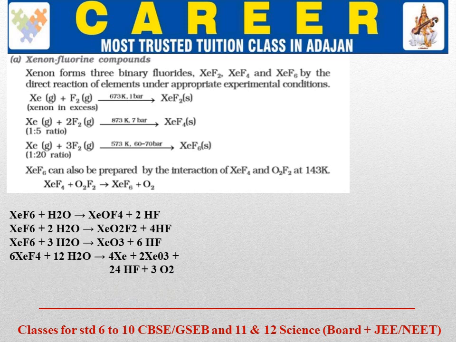Hydrolysis of xenon fluoride. Xenon fluoride reacts with 1 mole of H2O to give XeOF4, 2 moles of H2O to give XeO2F2, and 3 moles of H2O to give XeO3. Xenon hexafluoride on reaction with 3 moles of H2O gives xenon trioxide, XeO3.